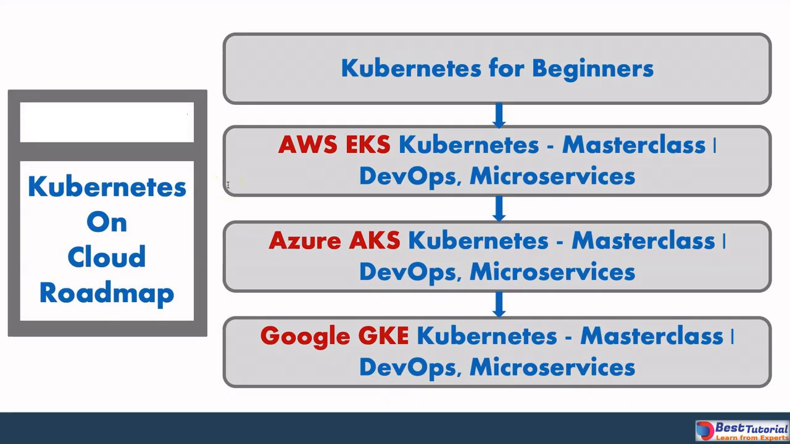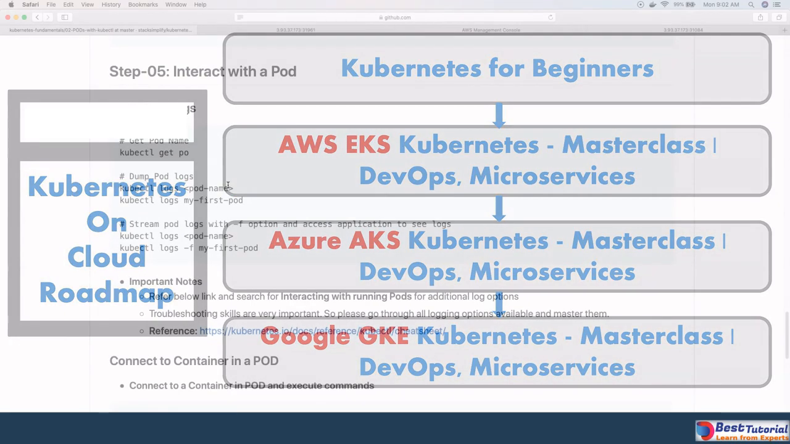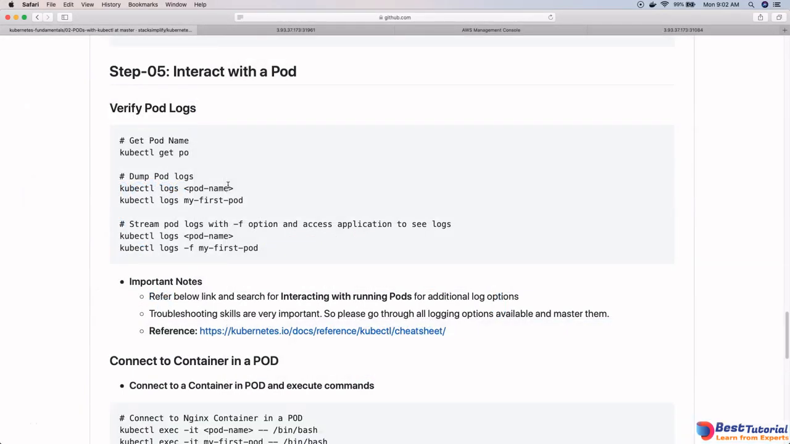Welcome back. In this lecture, we are going to interact with our pod. We can get the pod logs, view them or stream them, and we can even connect to our container inside the pod. All those things we are going to do now. So let's start with the pods. We can dump our pod logs using kubectl logs and our pod name, and we can even stream the pod logs using -f. So let's see both of these now.